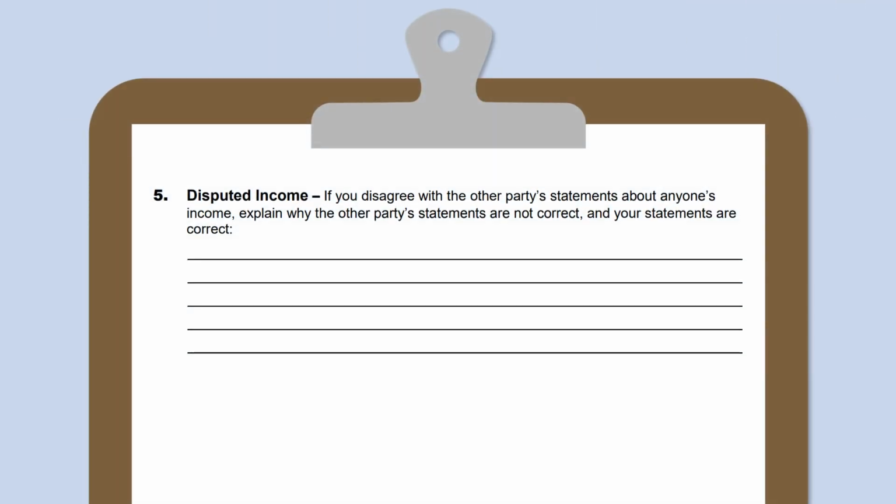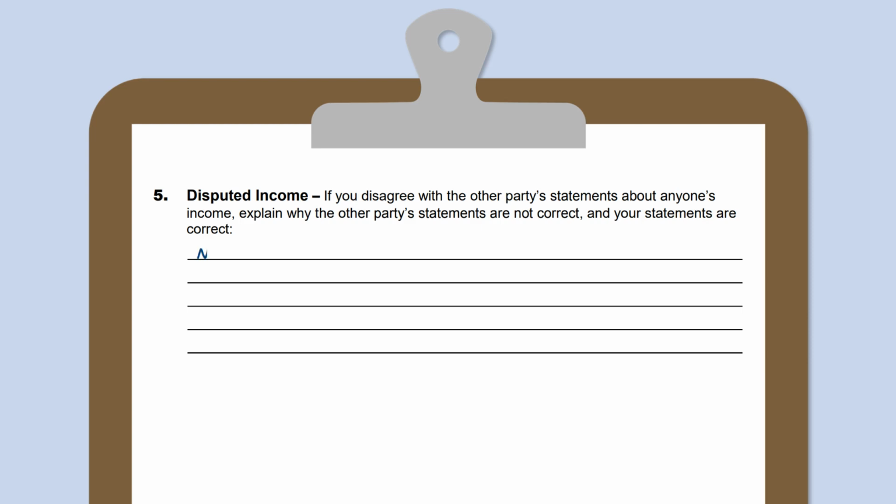On page 3, section 5, it says, if you disagree with the other party's statement about anyone's income, explain why the other party's statements are not correct and why your statements are correct. This might be hard to complete because you probably don't know what the other party's statements are since the case hasn't been filed yet. It's okay to leave this part of the form blank if you don't have the other party's income information, if you agree with what was submitted, or if nothing else has been submitted yet.